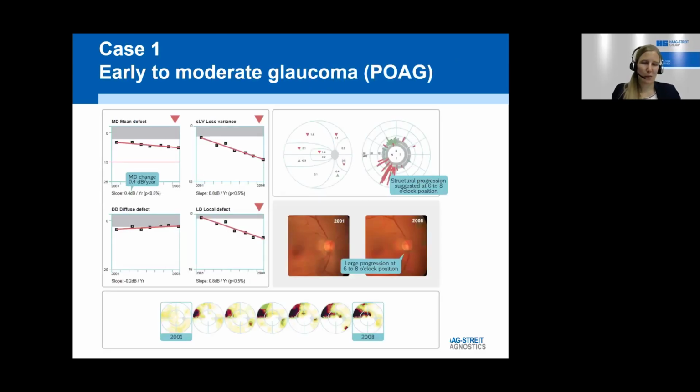So let's just sum up once more, because I think it takes a bit of practice to get into. Once you're into it, you're really fast with this. Is there real change or just fluctuation? Look for the red symbol. If you find it is significant, how fast is the change? Look for the slope. Here it's just 0.4 decibel a year. Is the change local or diffuse? In this case, it's local. Where does it happen? You see in the cluster and the polar trend analysis. And then you can easily link that to your structural result.